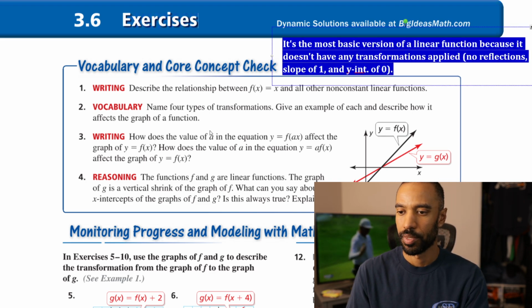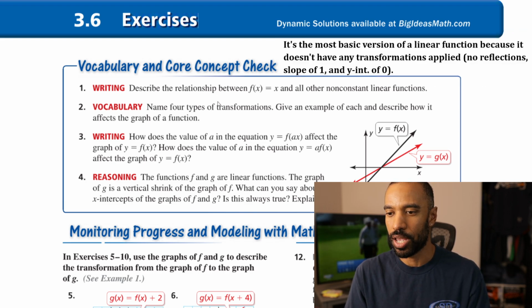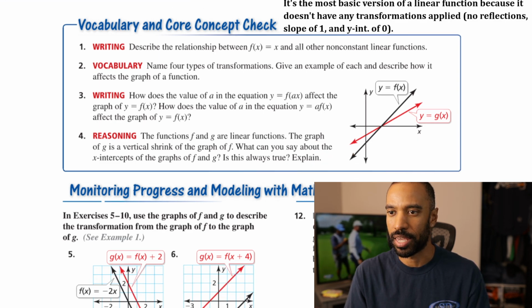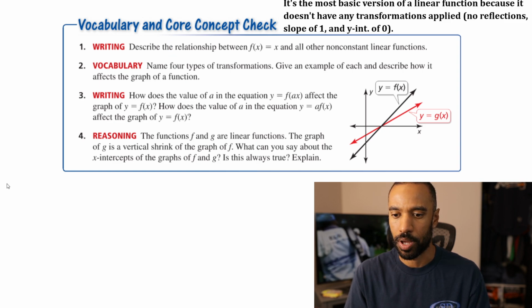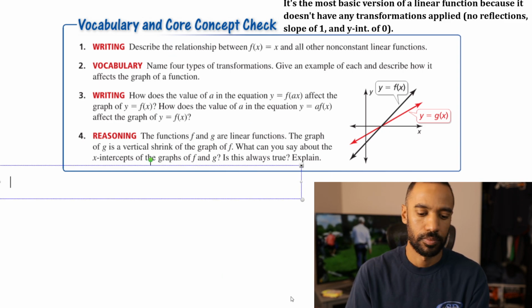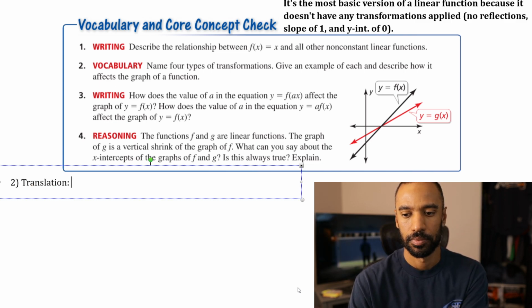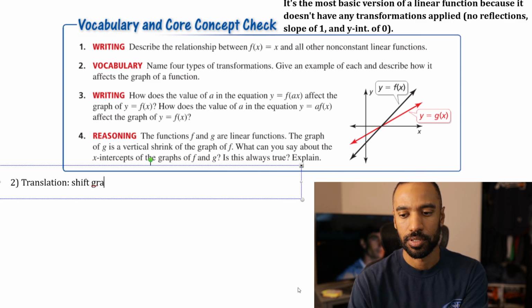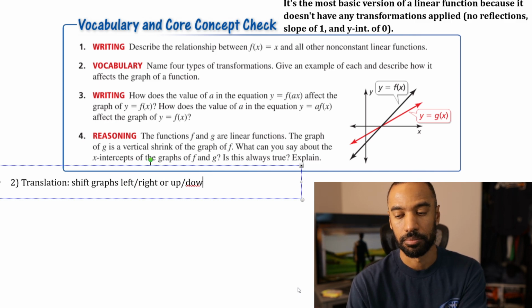That's number 1. Number 2, name 4 types of transformations. Give an example of each and describe how it affects the graph of a function. Clearly, they didn't give us enough room for this, so I'm just going to blank out what's down here because I'm going to have a new slide for the future problems anyway. So let's blank out what's down here, and let's do our number 2 down here as well. So for number 2, one type is a translation. We can translate, we can shift graphs left and right, or up and down.